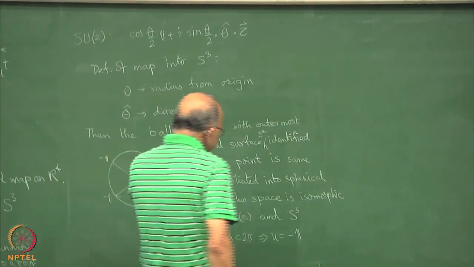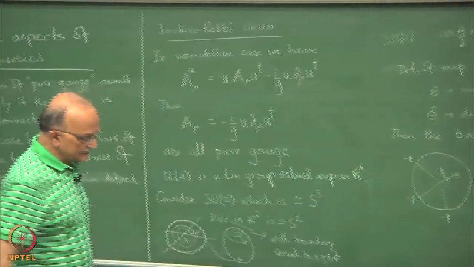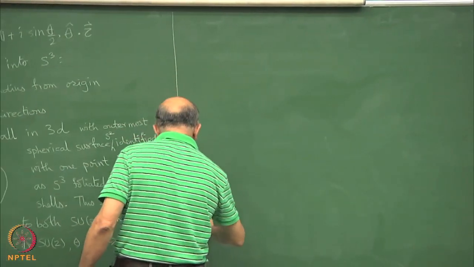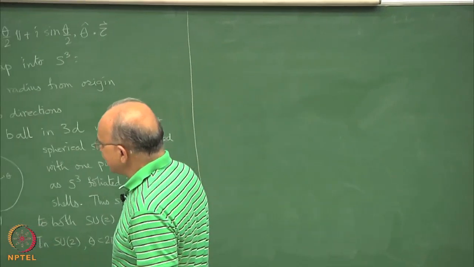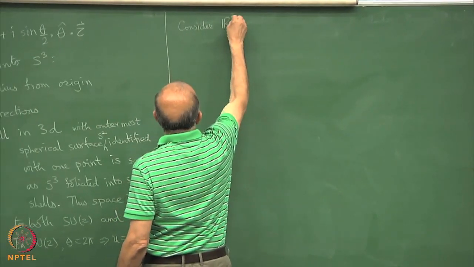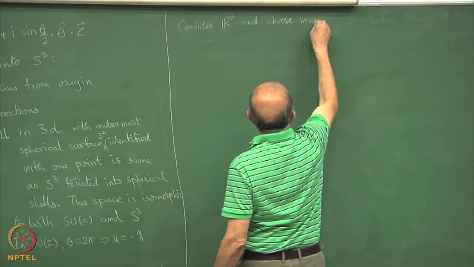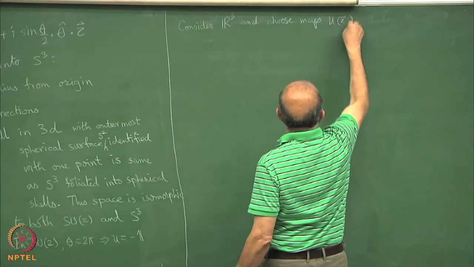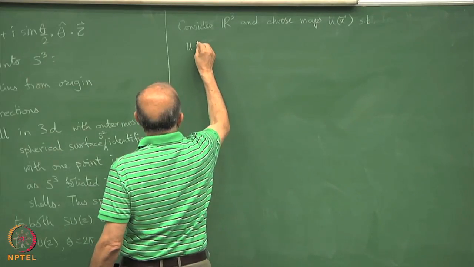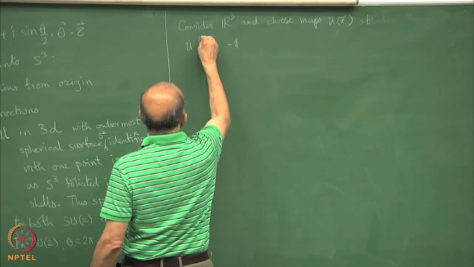Okay, so now that we remember why SU2 is like S3, but here you say there is no S3, so what Jackiw-Rebbi propose is to look at R3 and choose maps U of X, because we are in R3, such that U approaches -1 as mod X goes to infinity.